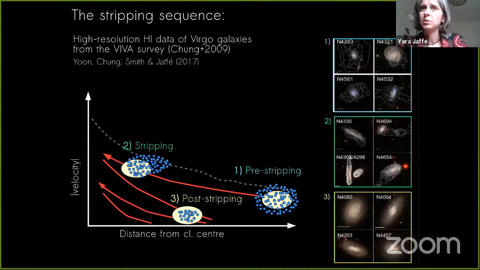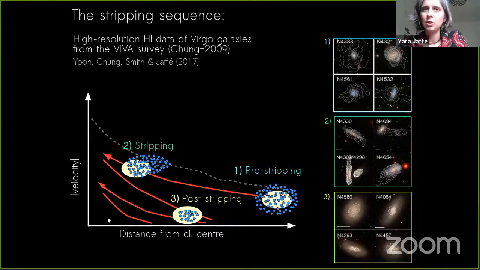One of the things we did was, well, I went back to the Virgo cluster and it's like, okay, but how do galaxies look in the different regions of phase space? And for this, we needed the resolution that we could only get nearby. So together with Aeree Chung and her group, we looked at the VIVA galaxies in phase space, and we indeed found that galaxies in this part of phase space, very far from the cluster at low velocity, have very extended HI disks, as you can see here. And we call this the pre-stripping stage.